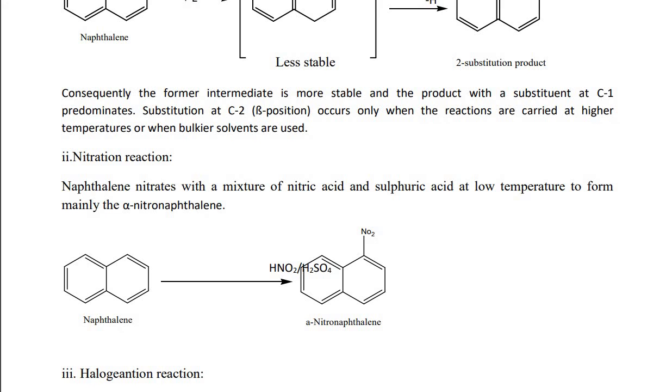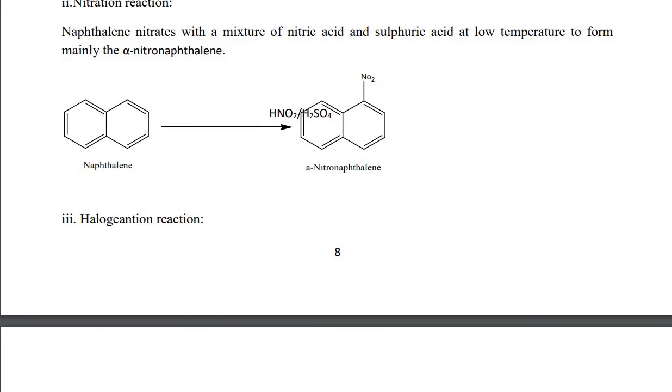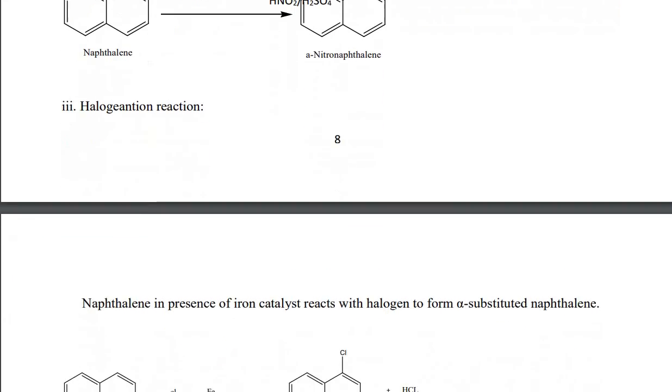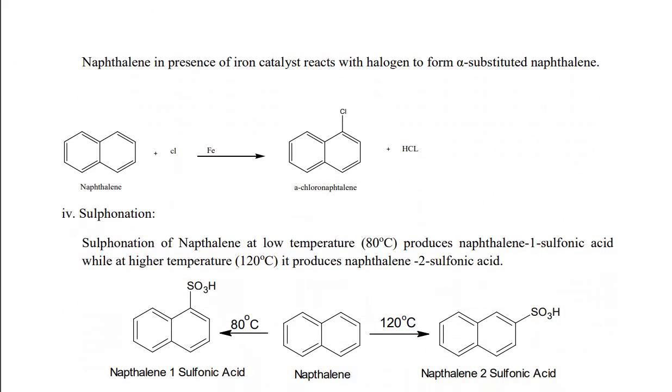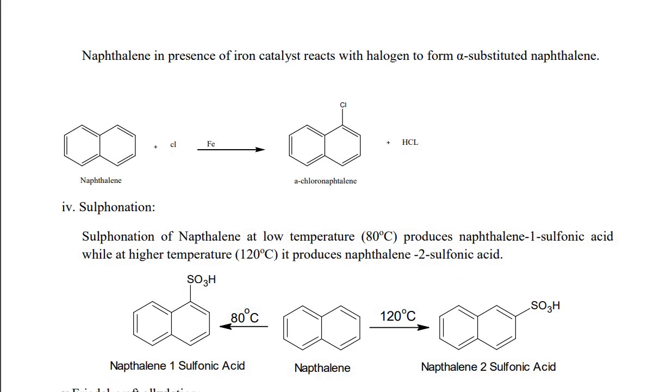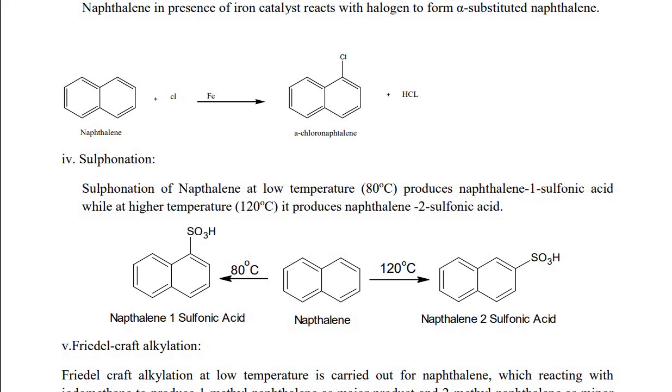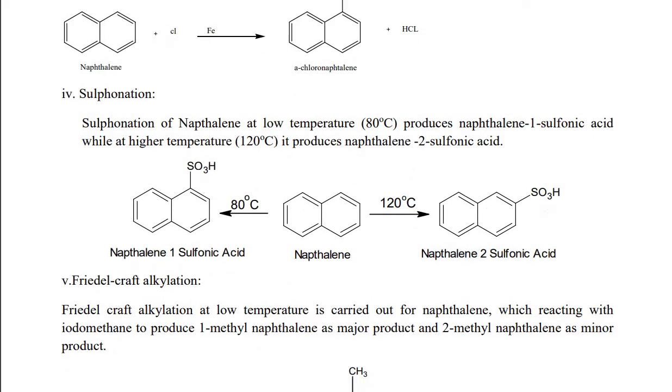Substitution at carbon 2, the beta position, occurs only when the reactions are carried out at higher temperature or when bulkier solvents are used. Now nitration of naphthalene, you can see, gives alpha nitronaphthalene. Now halogenation reaction: naphthalene in presence of iron catalyst reacts with the halogen to form alpha substituted naphthalene. You see the alpha chloronaphthalene.